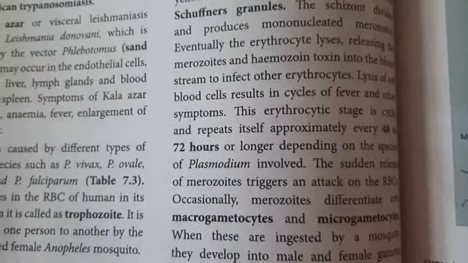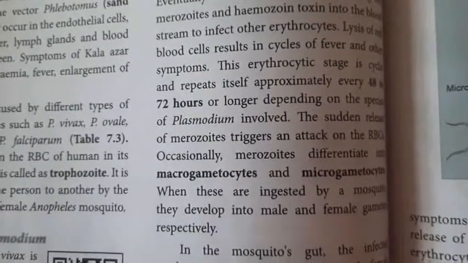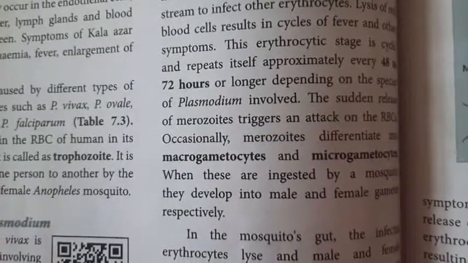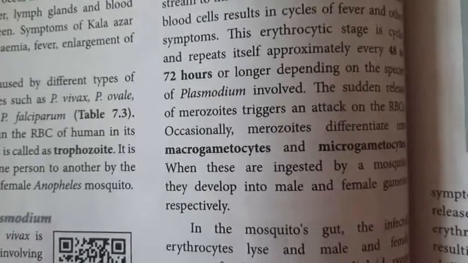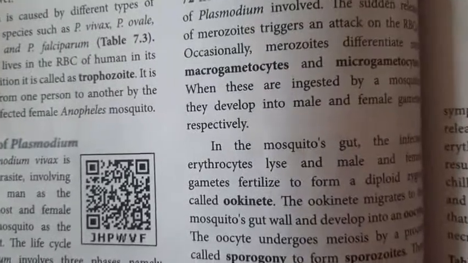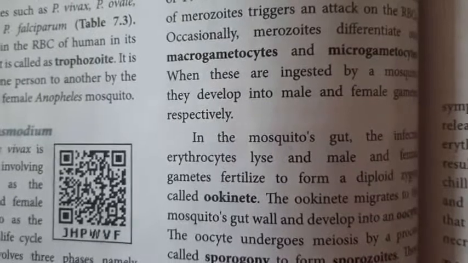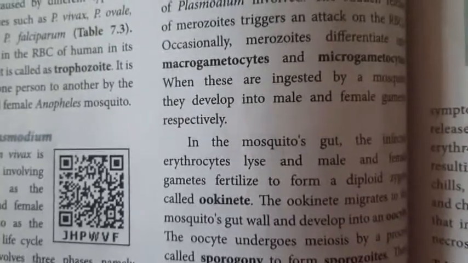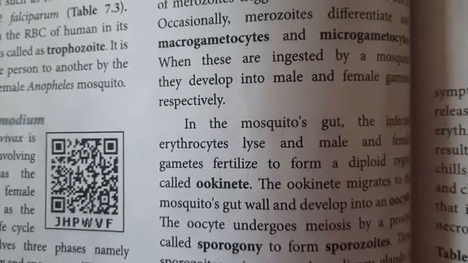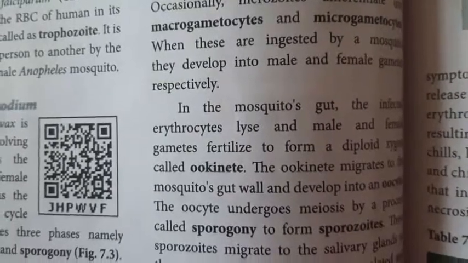Lysis of red blood cells results in cycles of fever and other symptoms. The erythrocytic stage repeats itself approximately every 48 to 72 hours or longer, depending on the species of Plasmodium involved. The sudden release of merozoites triggers attack on RBCs. Occasionally, merozoites differentiate into macrogametocytes and microgametocytes.